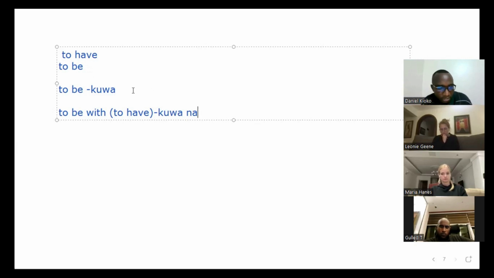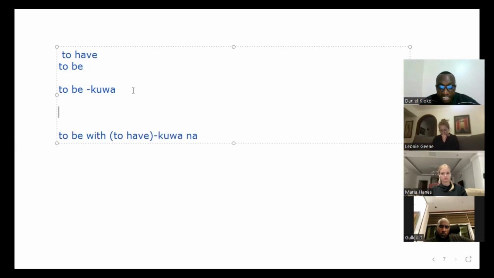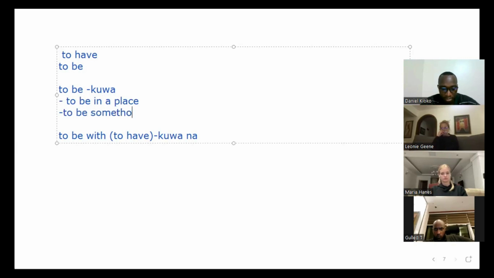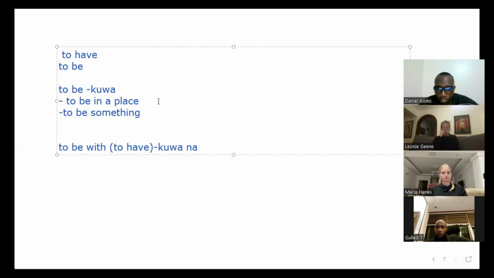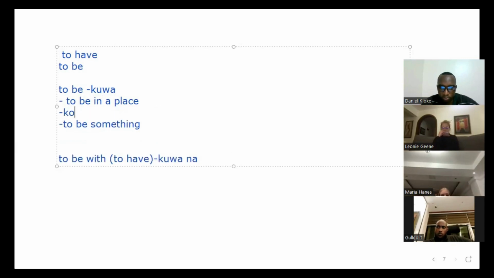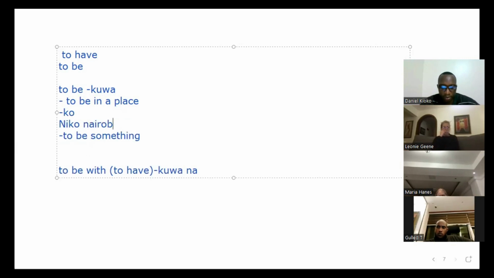And then now I break it down to something else. So to be, the tenses. I think the tenses somehow can be confusing, especially the present tense. So under to be, we have two things. We have to be in a place, and to be something. And now here is where the difference comes in, in present tense. The rest is the same, but in present tense, to be in a place is when you say ko.